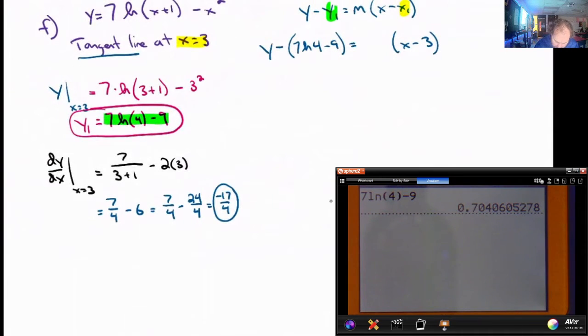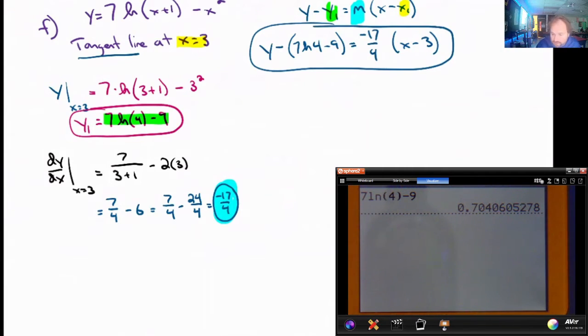I'll use a blue highlighter for that. We're going to plug that into the m right up top. And that will kind of fill out our answer, negative 17 over 4. Again, this is the answer. That is not a nice-looking answer, but that is what it is, and that's what matters.